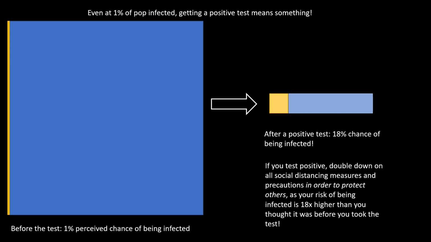In particular, if you test positive, you should double down on all social distancing measures in order to protect others. It's not so much about you being protected from others, it's about you protecting others. Because now your risk is 18 times higher than what you thought it was before you got tested and got a positive result.